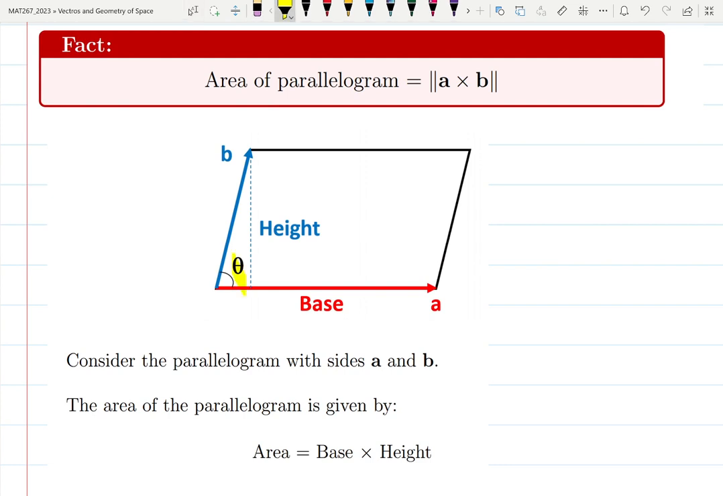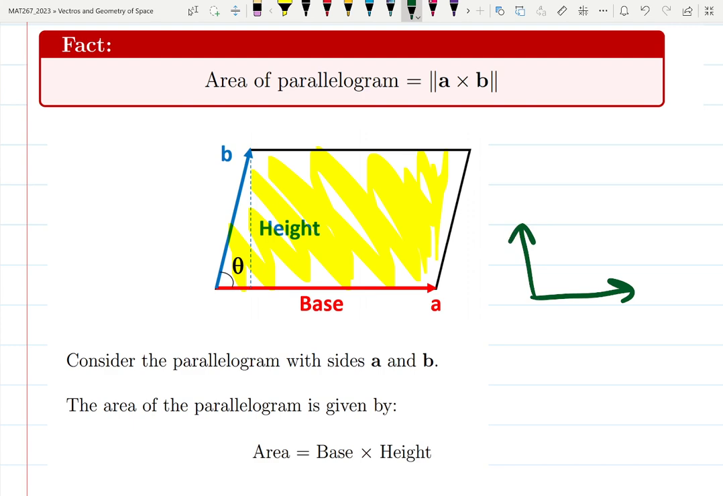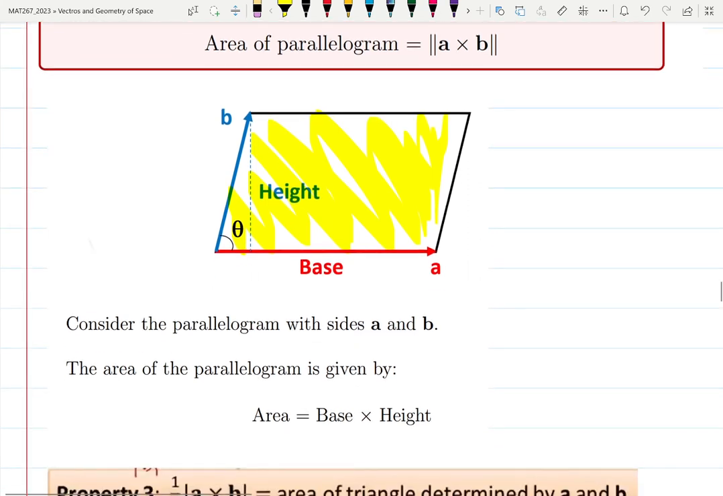That is this area. So again, if the vectors are parallel to each other, there is no parallelogram, so it makes sense that the area will be 0. If vectors are perpendicular, that will be the biggest area it can be. That's a rectangle. So the cross product is the biggest. But it cannot be negative. Area is a physical object, so we put absolute value.